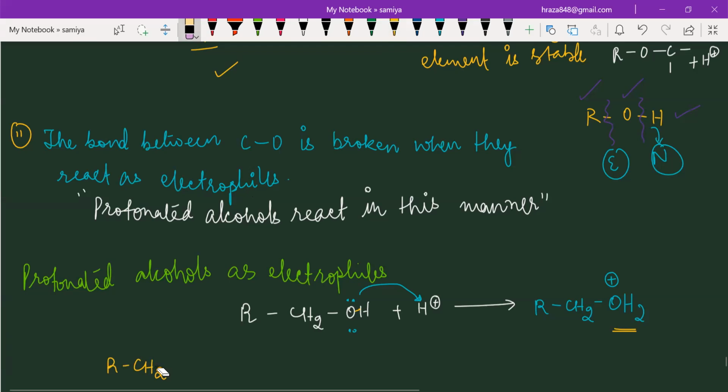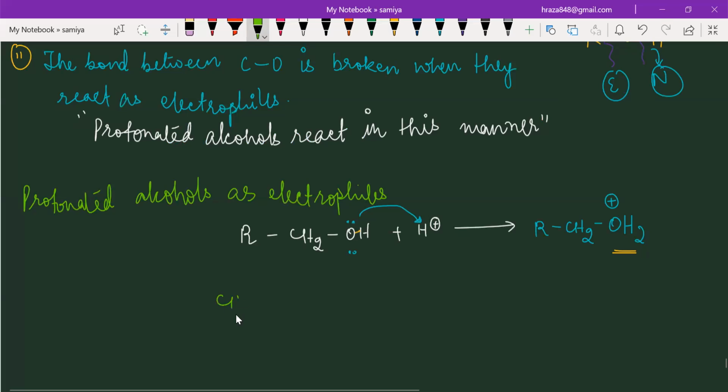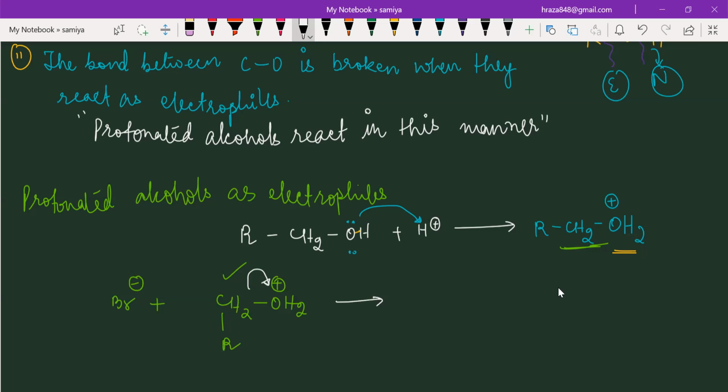Just let me slide it up slightly, then you will get it. Now see, I'm going to write this CH2, OH2 plus, and here it will be R. And if there is any nucleophile, you can see what happens: oxygen is less electronegative when it has a positive charge. So it will take electrons from carbon in order to stabilize itself, and H2O will be eliminated from here.